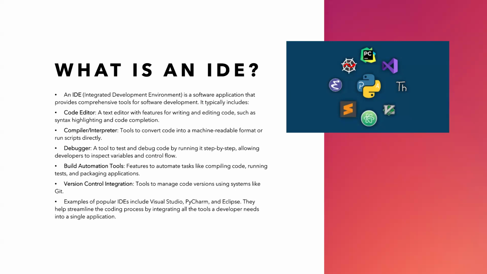They also have build automation tools, which are features to automate tasks like compiling code, running tests, and packaging applications. And they also have version control integration, which are tools to manage code versions using systems like Git. Examples of popular IDEs include Visual Studio Code, which we're going to talk about today, PyCharm, and Eclipse. They help streamline the coding process by integrating all the tools available for a developer into a single application.